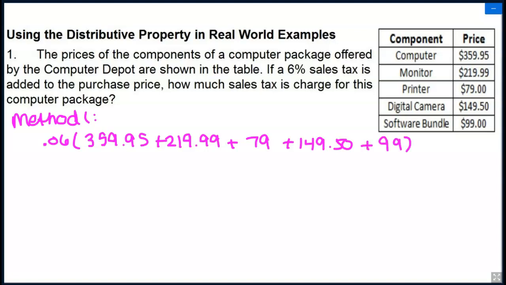So in order to do that, you would sum up all of the parts. And you get that the total cost of the package is $907.44. You'd multiply that by 0.06, and it would cost $54.45 in sales tax.